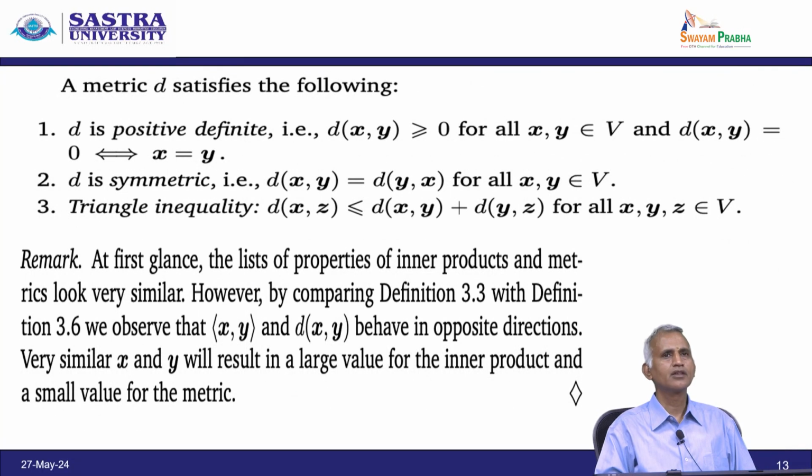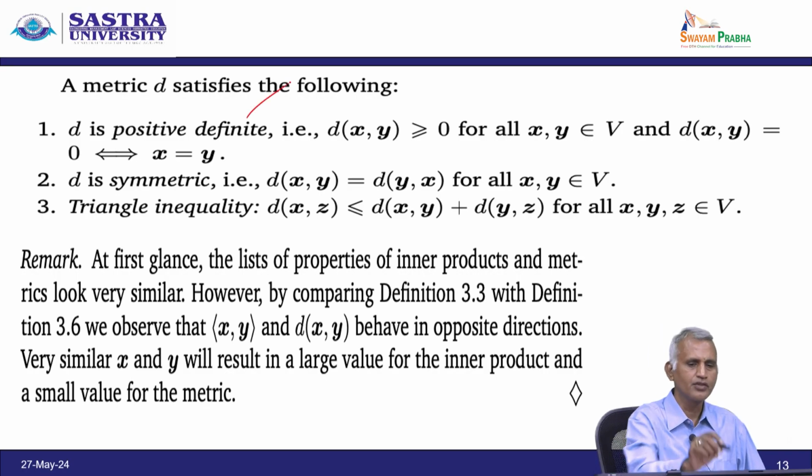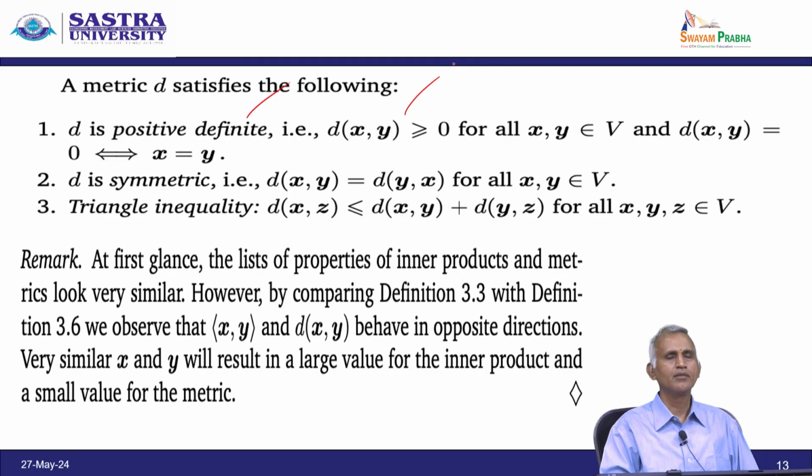Now, for the definition of a metric, the metric d satisfies the following. If d is positive definite, then d is always positive for all x comma y in V, and d of x comma y equal to 0 if and only if x equal to y. If d is symmetric, d of x comma y equal to d of y comma x for all x comma y in V. For the triangle inequality, d of x comma z is less than or equal to d of x comma y plus d of y comma z for all x comma y comma z in V.